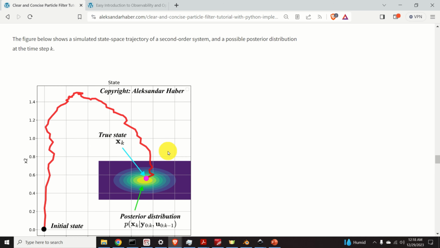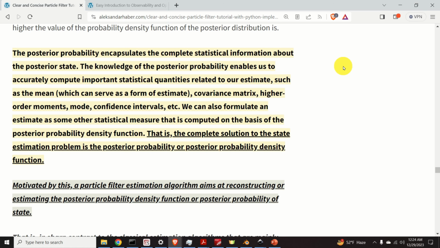The brighter the color is, the higher the value of the probability density function of the posterior distribution. As we will explain in the sequel, the main goal of particle filters is to estimate this posterior distribution. The posterior probability encapsulates the complete statistical information about the state. Knowing it enables us to accurately compute important statistical quantities related to our estimate, such as the mean, which can also serve as an estimate, the covariance matrix, higher order moments, mode, confidence intervals, etc.